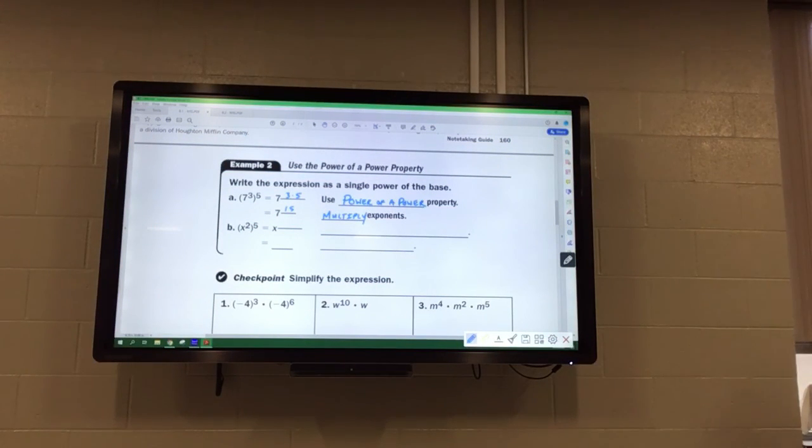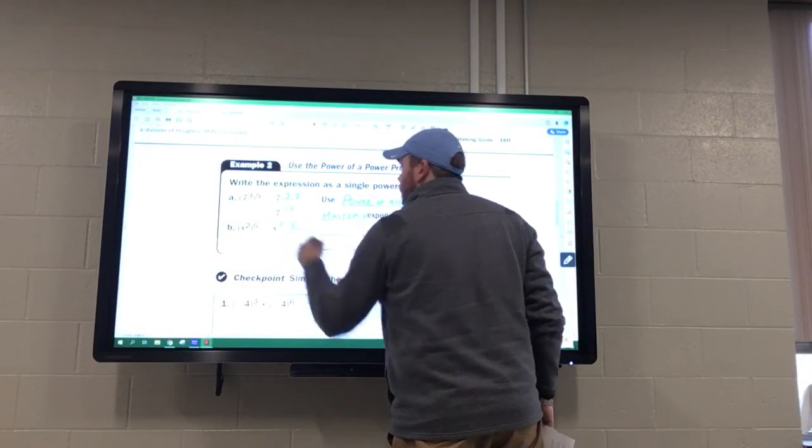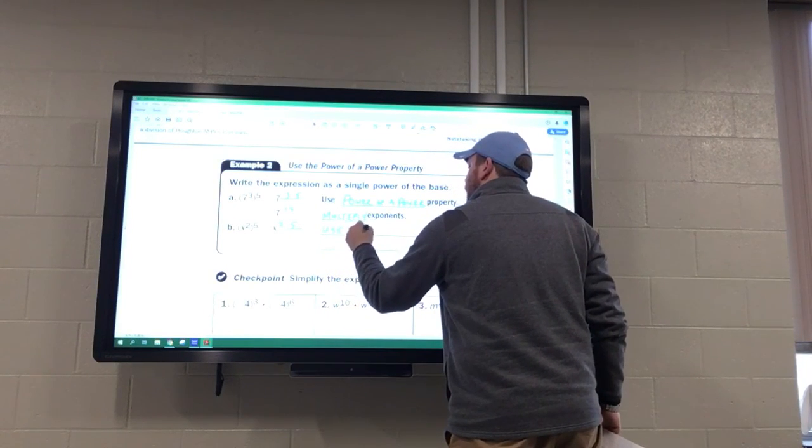This also works if we have variables. So x squared to the 5th power. If I'm raising a power to another power, I multiply the exponents using the power of a power property.